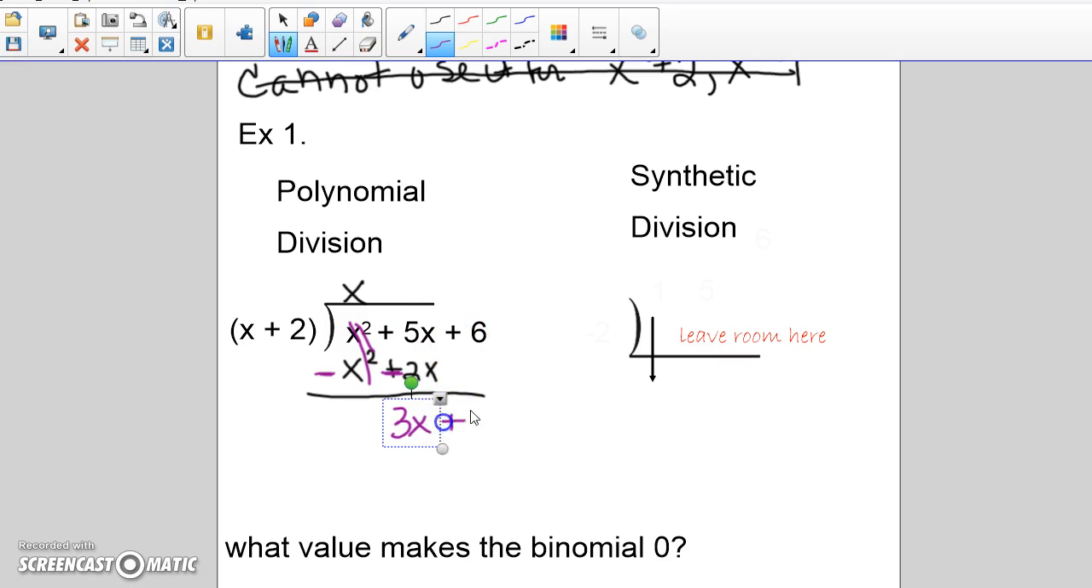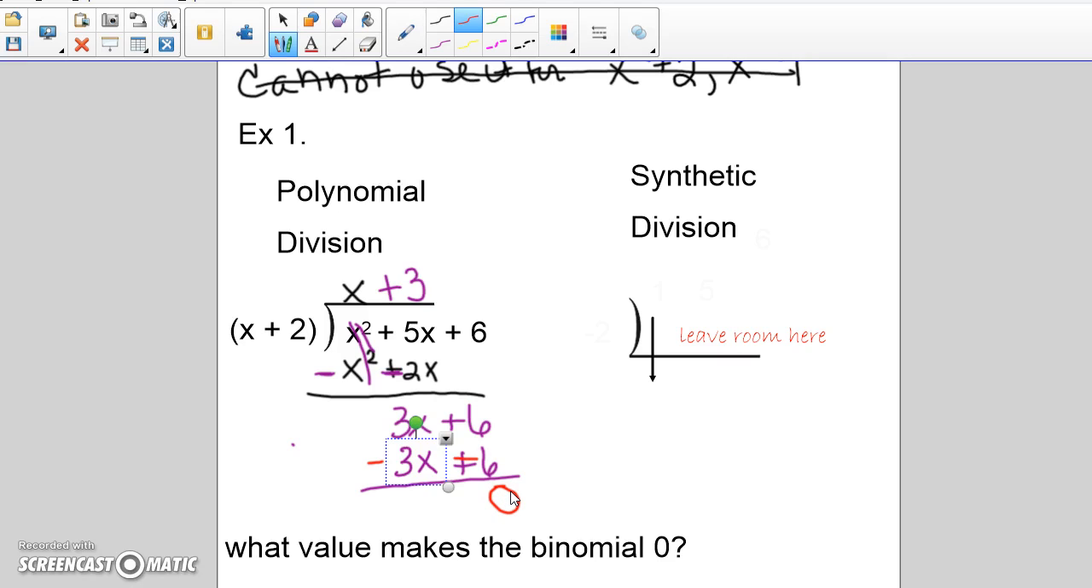We dropped down the 6, and then we said, what do I multiply x by to turn it into 3x? That was a plus 3. 3 times x gave us 3x, and 3 times 2 gave us a plus 6. But remember, with our division algorithm, we subtract and we change our signs. So I got a remainder of 0.